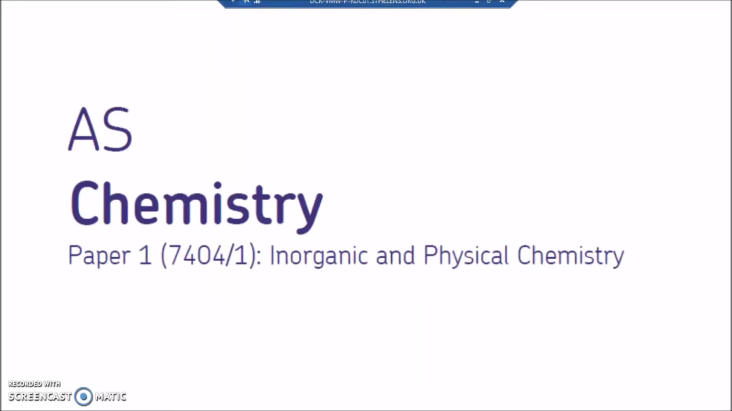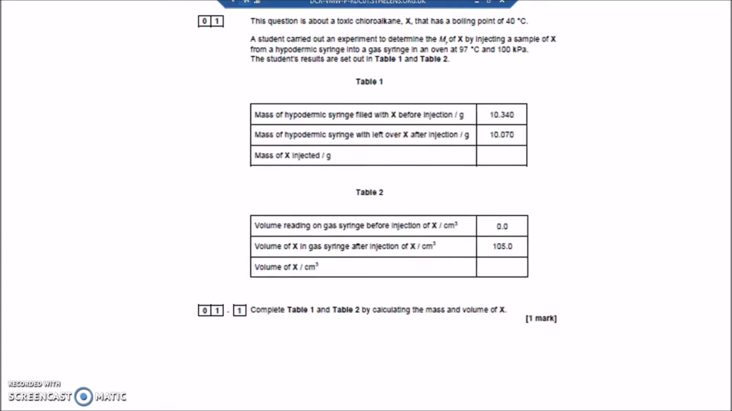AS Paper 1, Specimen 2. Question 1. This question is about toxic chloroalkane X, which has a boiling point of 40. Determining the MR by injecting the sample of X into a gas syringe in an oven at 97 degrees C, 100 kilopascals. Results are here. Complete table 1 and table 2.